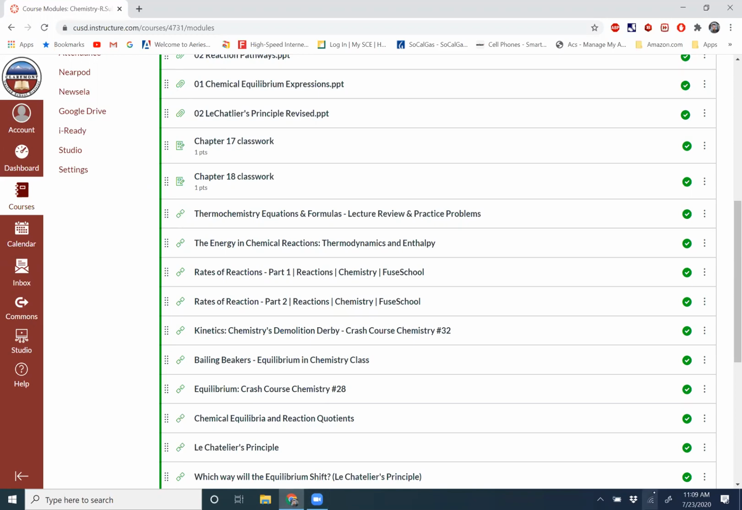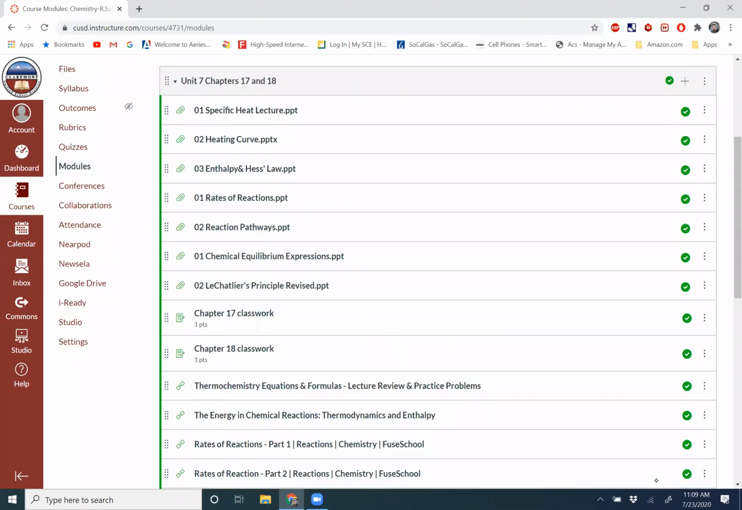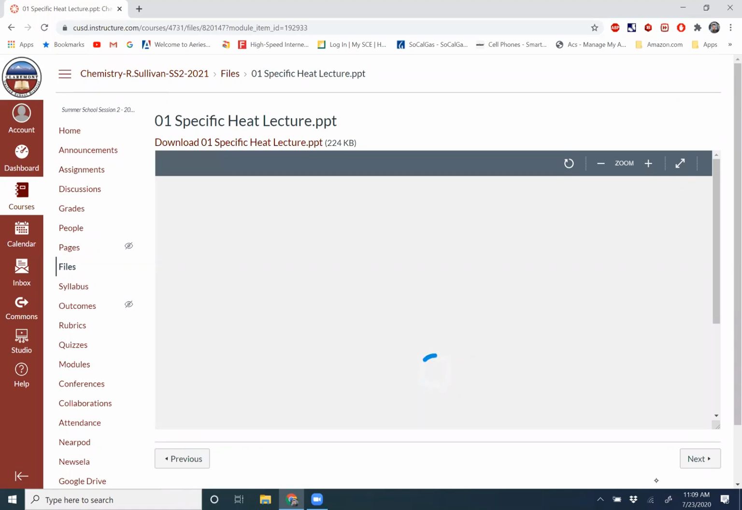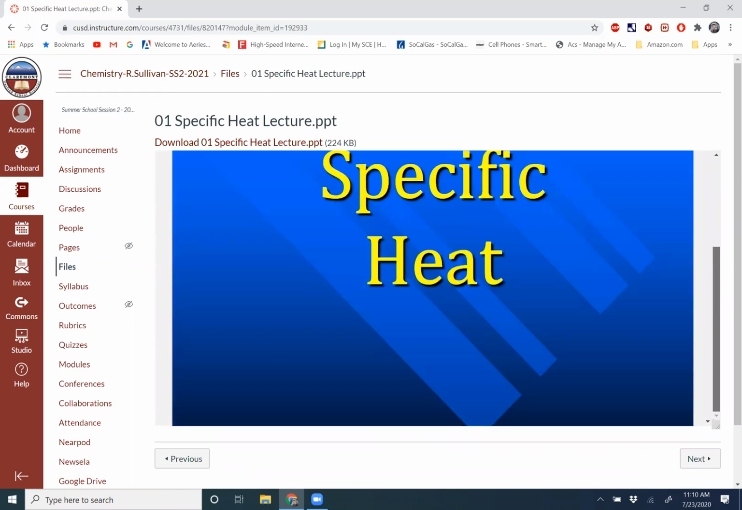So first off, the first thing we're talking about is what's called specific heat. And this is going to be kind of our basis for understanding how the heat moves. And so to understand how heat moves, we need to know how the energy of something is transferred. And so that's going to give us this conversation on what we call specific heat.